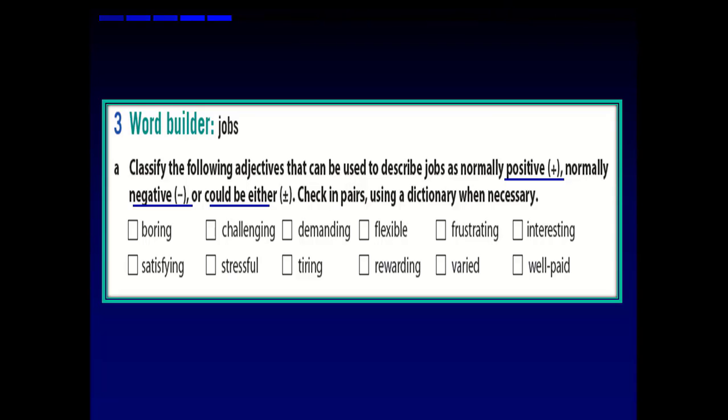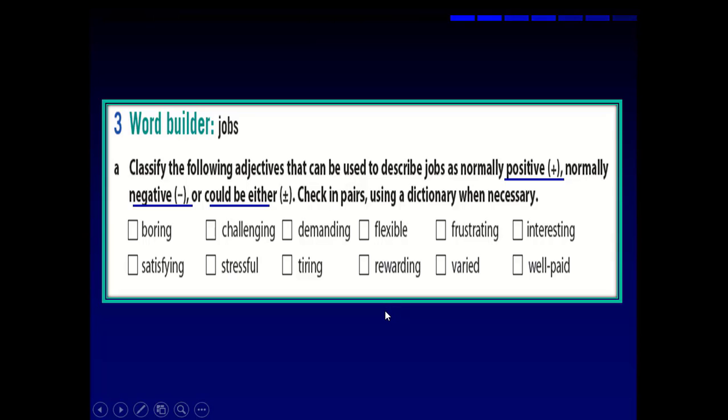If it is boring, it means that you feel that it is dull, you don't like it, okay? Challenging, if your job is challenging, it means that it needs some kind of a challenge. If it is demanding, it means that you find lots of things to do in your job. If it is flexible, it means that you can do whatever you would like sometimes, okay, like the time or the hours, okay, you work.